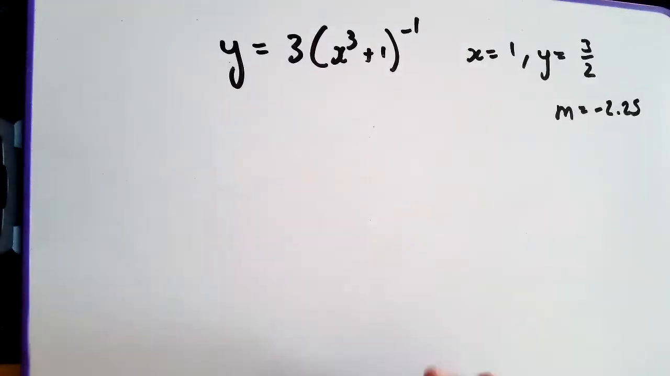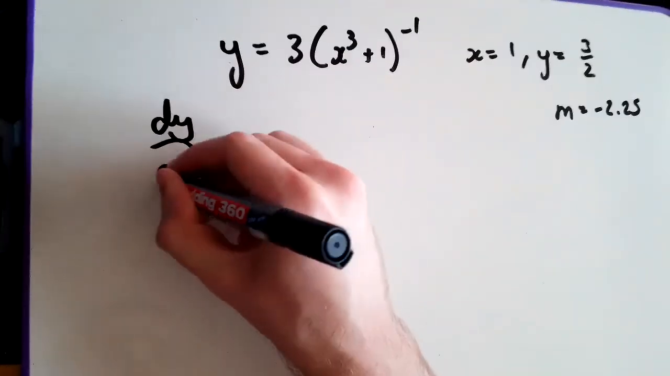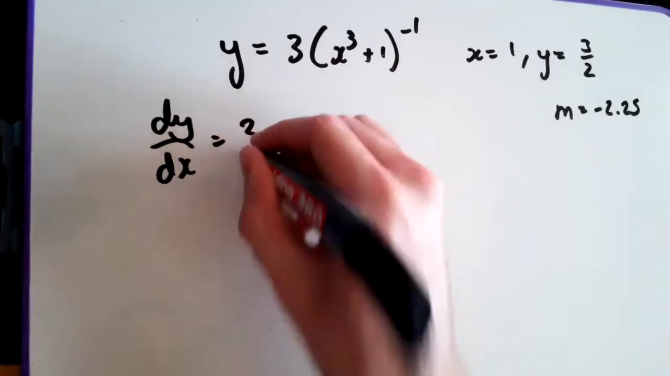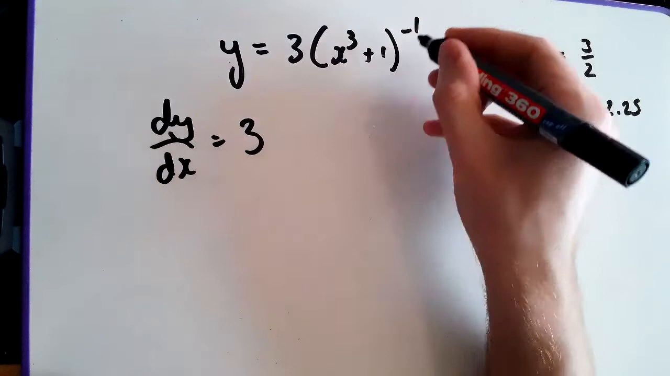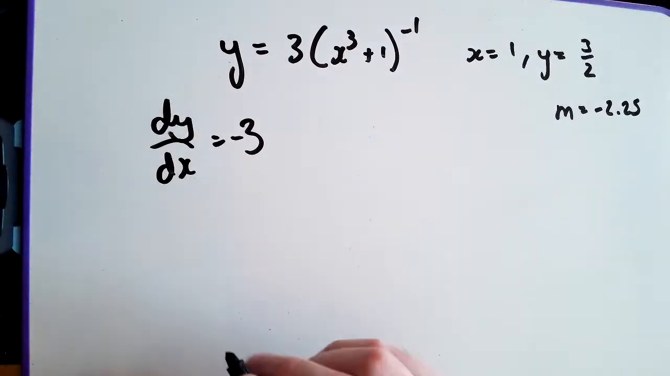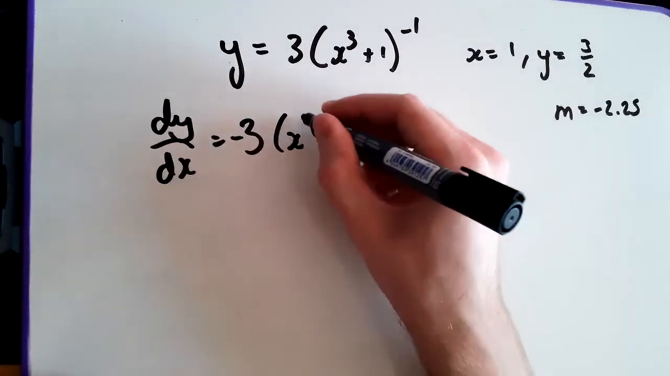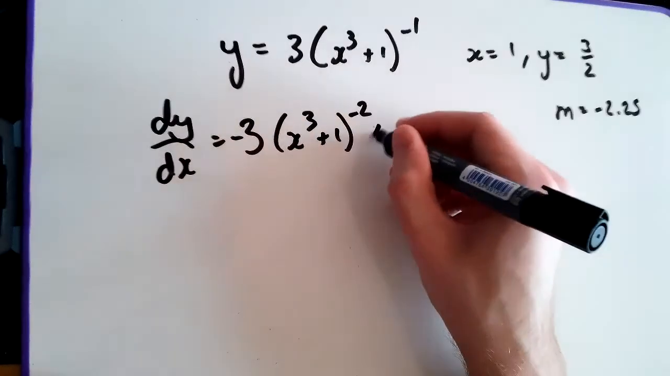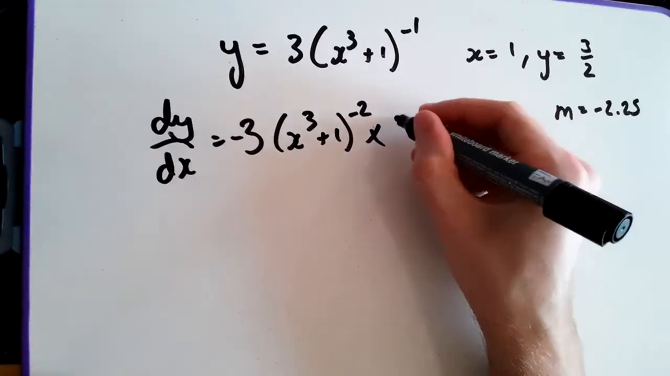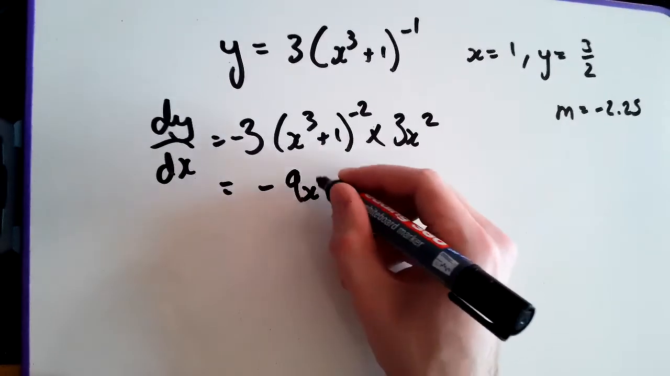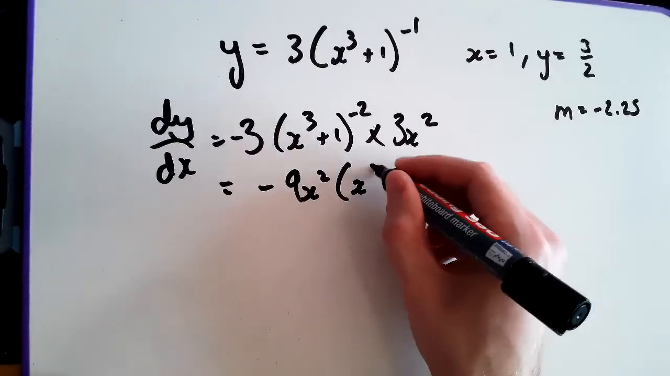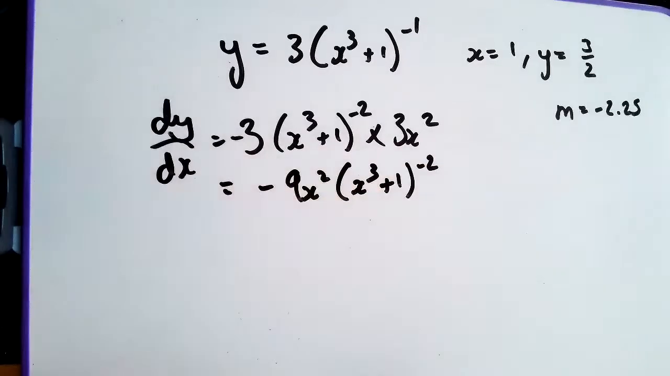So to do that, we differentiate. So dy by dx. I'm going to ignore the 3, leave it alone. I'm going to differentiate this. So I'm going to bring the minus 1 to the front, so make that minus 3. Take away 1 from the power. I need to times by the derivative of that, remember, which is 3x squared. So that gives me minus 9x squared times (x cubed plus 1) to the minus 2.